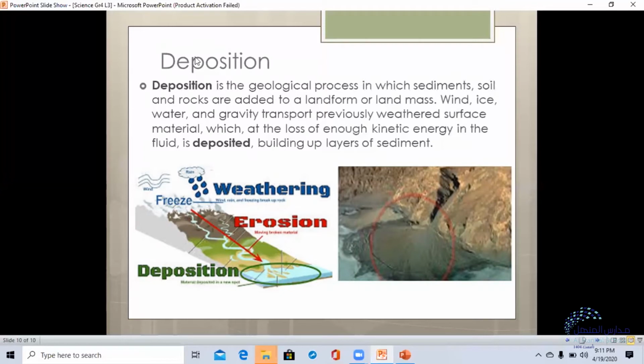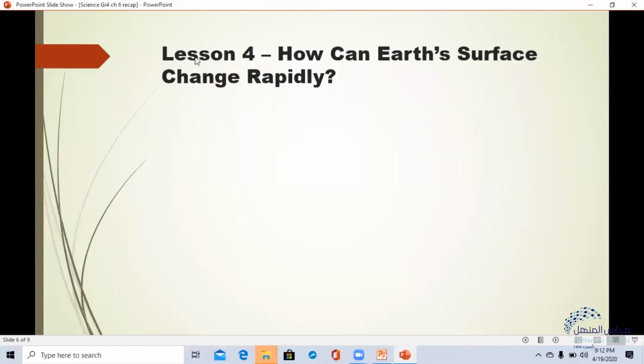So let's carry on to lesson number 4. Lesson number 4 is in your science books on page number 261. So how can Earth's surface change rapidly?